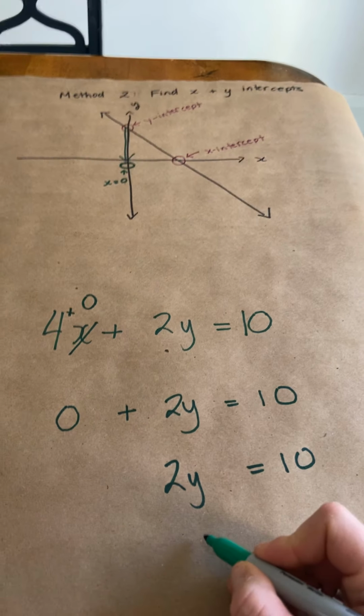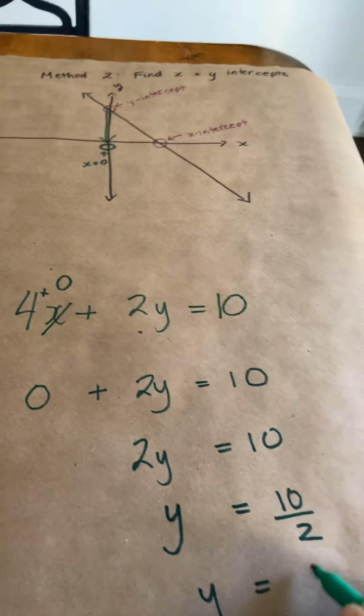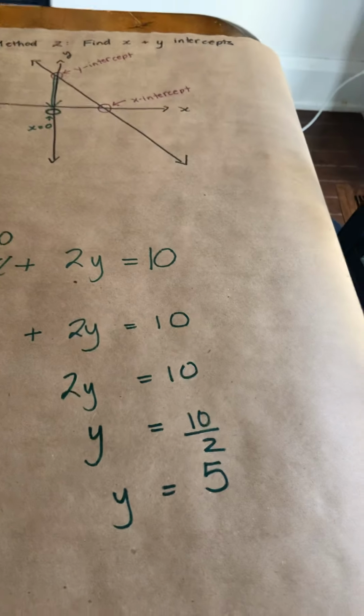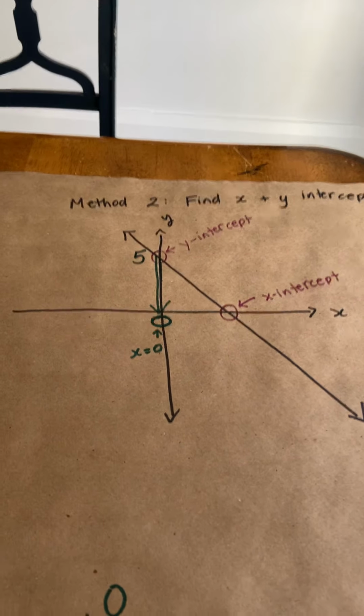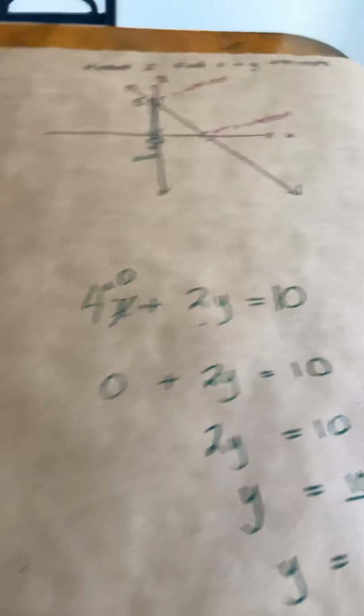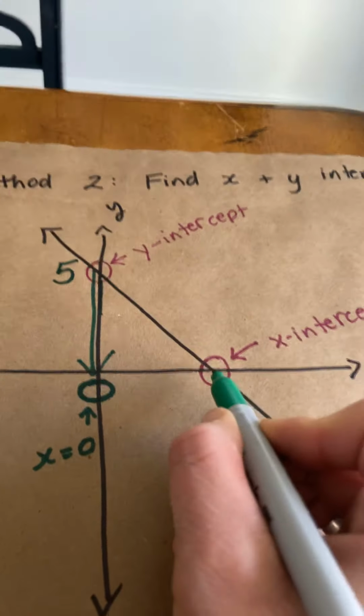So I'm going to isolate for y. Divide by 2. Y is equal to 5. My y-intercept up here is at 5. Both ways gave you the same y-intercept. Now I want to find the x-intercept. If I have an x-intercept and I go across to the y-axis, it's right in the middle. So that means right here, y is equal to 0.